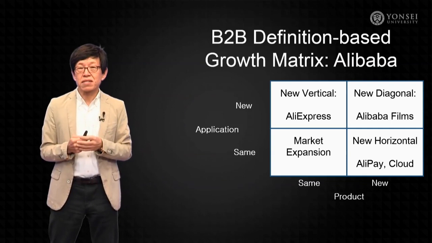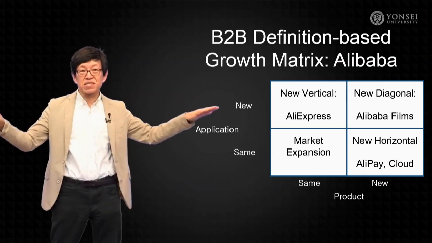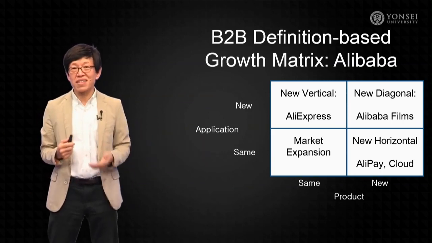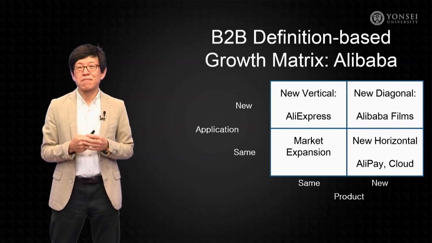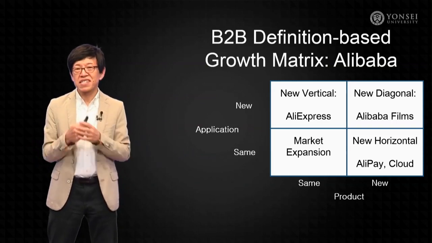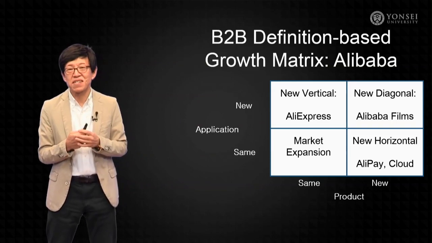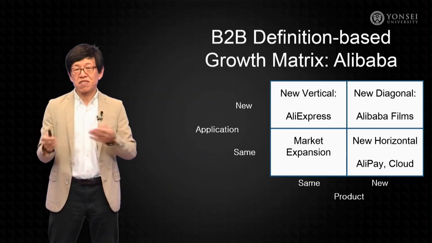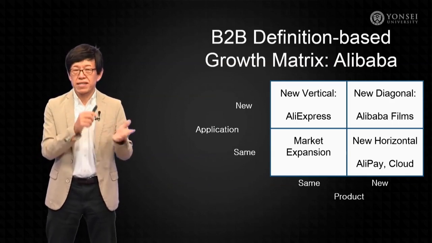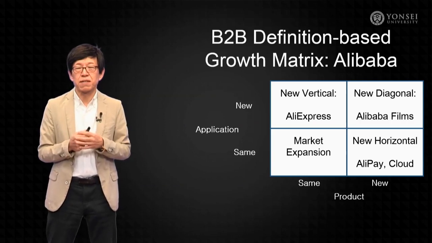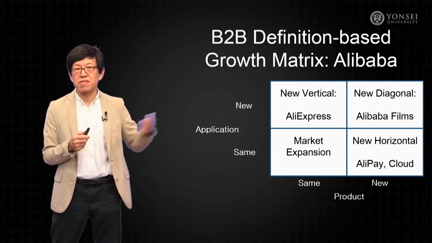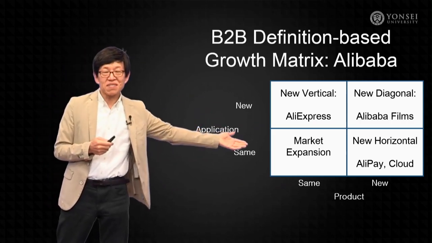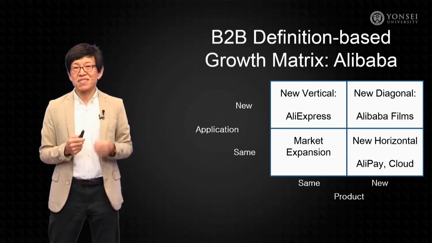Their new horizontal, again, horizontal meaning across industries, industry-wide, could be their Alipay, and so the digital wallet competition that many companies like Apple is getting into, that Samsung is getting into, again, is not industry specific. And of course, cloud services is another form of a non-industry specific service. So that could be their new horizontal. So it could be vertical, it could be horizontal, but it could also be diagonal.